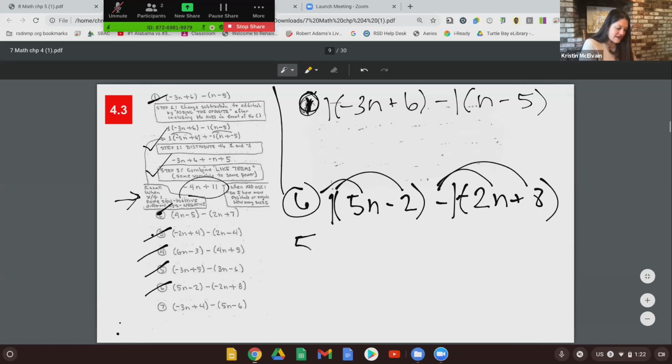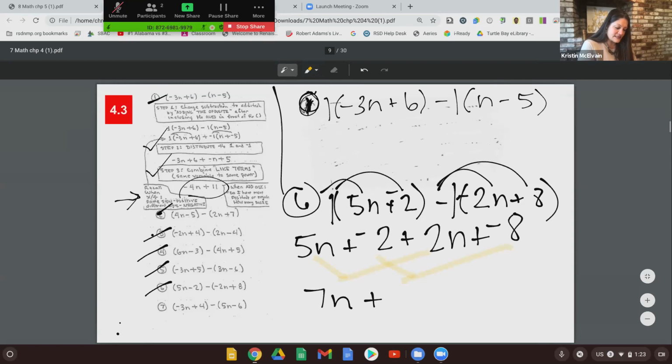So that gives me 5n. And of course, I'm going to add the opposite. Gives me plus negative 2. Negative 1 times negative 2n is positive. Negative times a positive is a negative. Combine like terms. 7n plus negative 10.